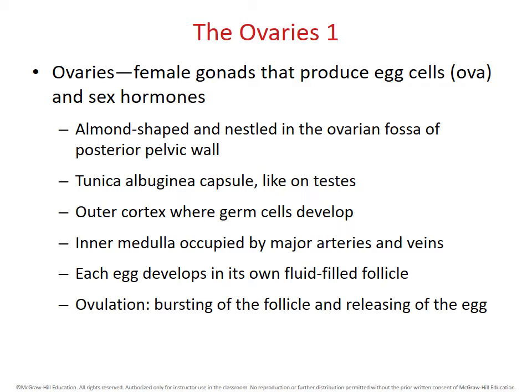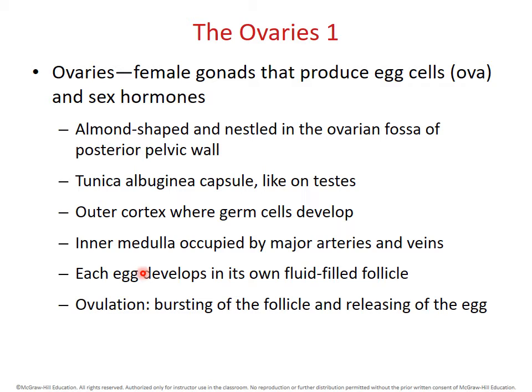The ovaries, like the testes, have a protective capsule called a tunica albuginea, and then internally they have a cortex and a medulla. The outer cortex is where the gametes develop. The inner medulla is made up mostly of connective tissues and arteries and veins, lymphatic vessels, and so on. The eggs that we're going to talk about develop in structures known as follicles, and a little bit later in this presentation we'll talk quite a bit about the different kinds of follicles and the different stages of follicular development that we can observe in the ovaries.